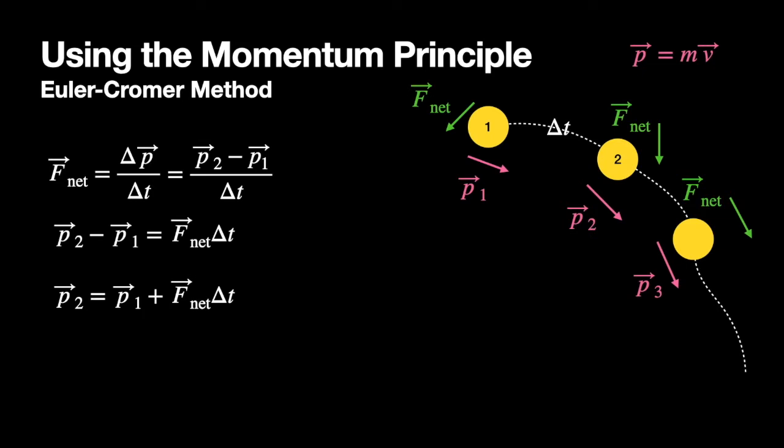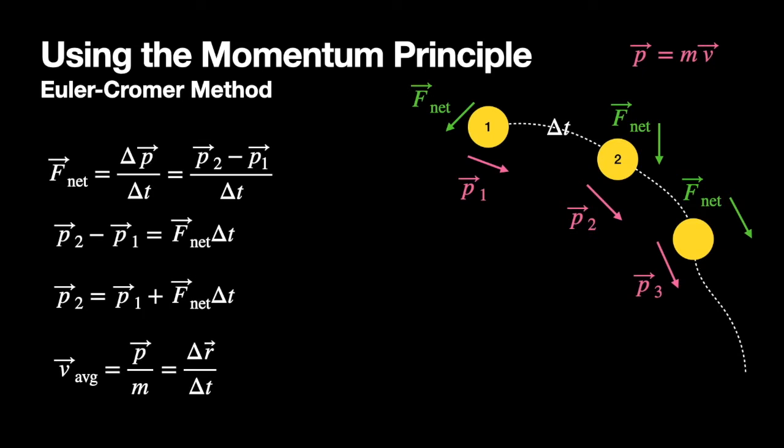Okay, but now where is the object? Now we can do the same thing by using the definition of average velocity. Average velocity is the momentum divided by the mass. It's just straight from the definition of momentum. And it's also the change in position divided by the change in time. And here I'm using r as the position.